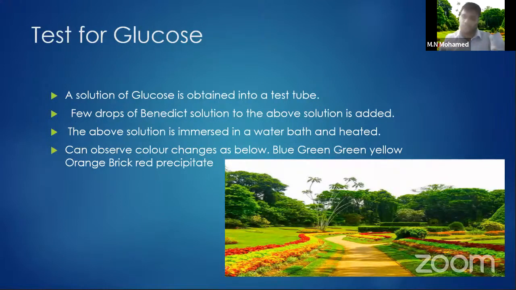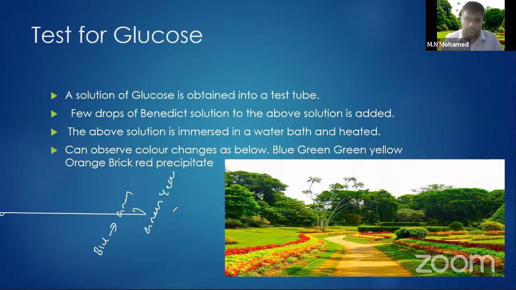How do we test? Take a Benedict solution. Its color is blue, and add some glucose. Then you heat it, not directly, but in a water bath. Then what is the color change? The original solution is blue. After that it becomes green, after that green-yellow, and after that it becomes an orange-brick precipitate.